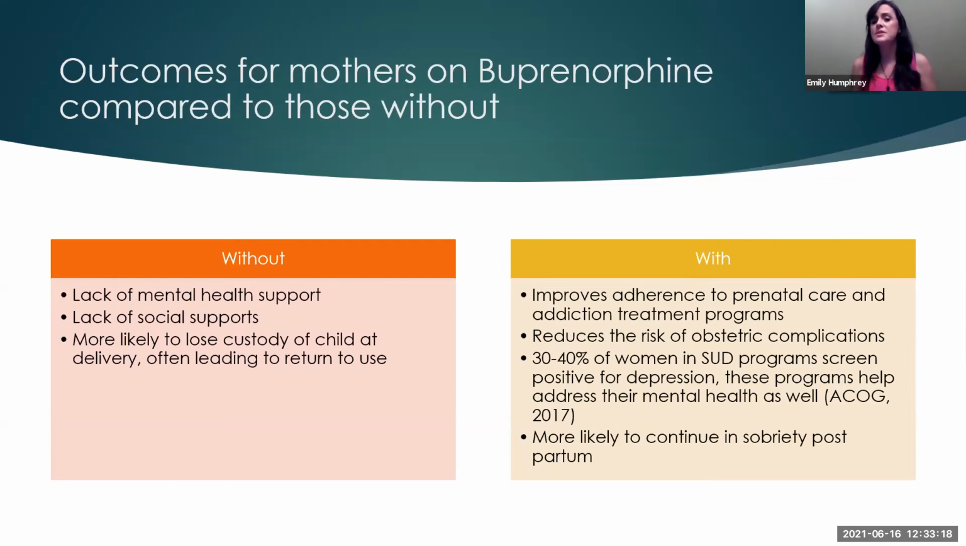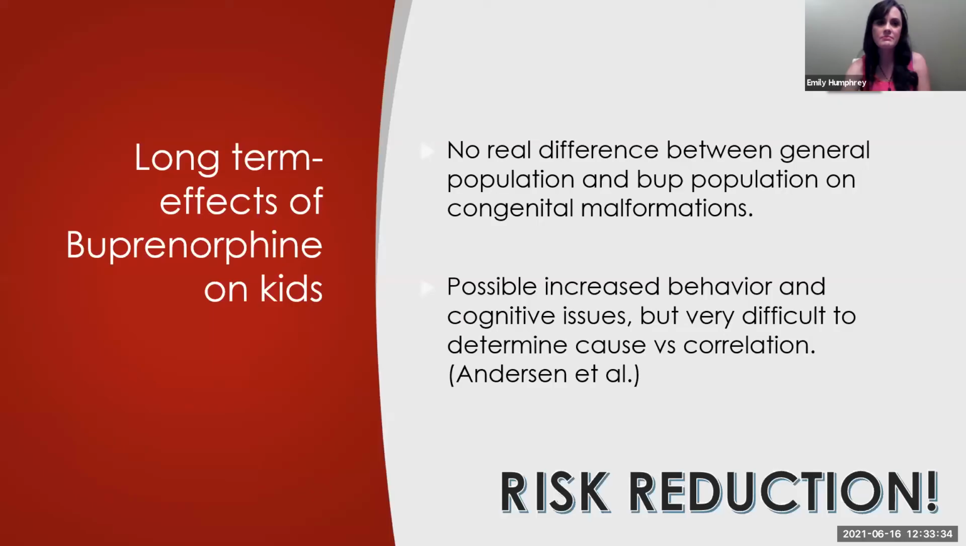Also, 30 to 40% of women in programs like this do screen positive for depression, which makes sense. And these programs can help. We have 9 months to really help wrap around them and get them on a good path. And it's also going to increase their chances to continue in sobriety long term.